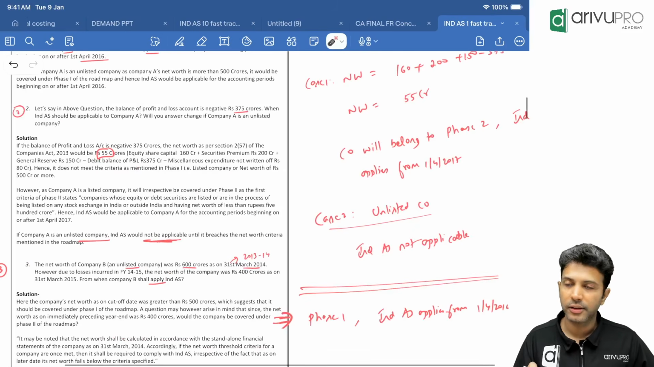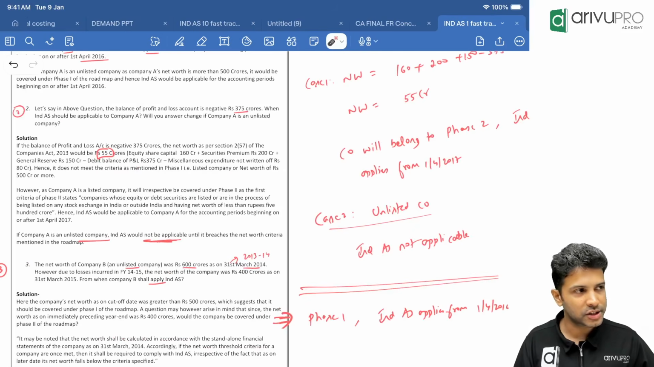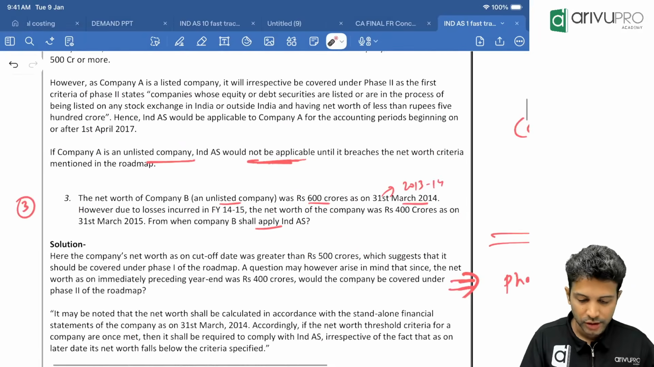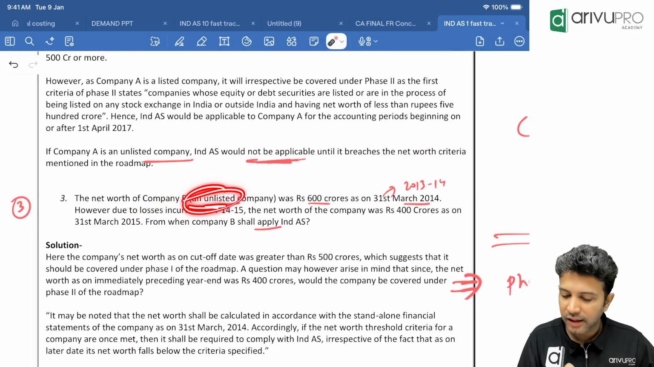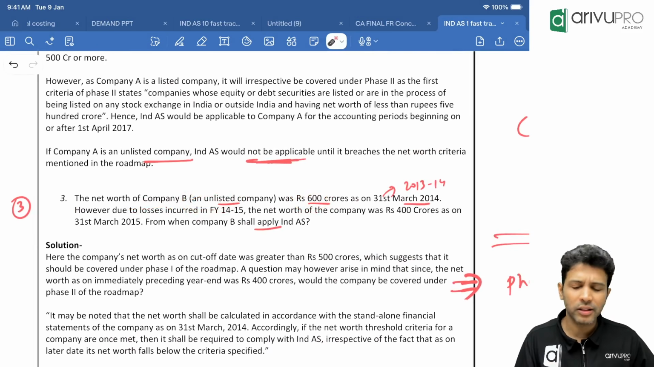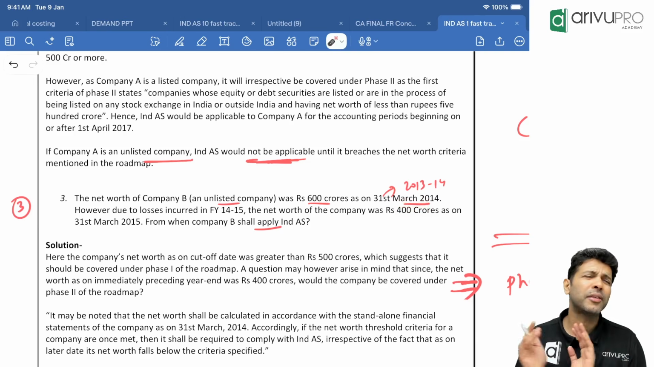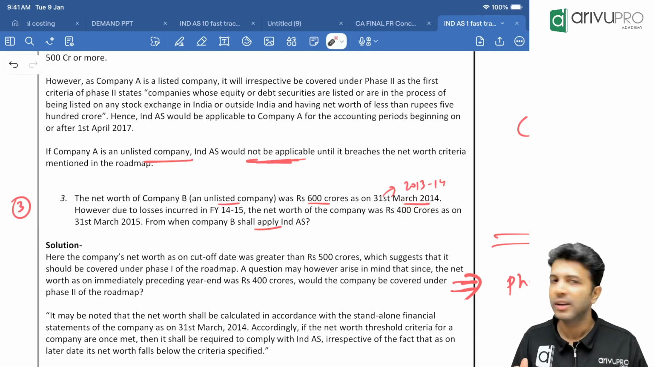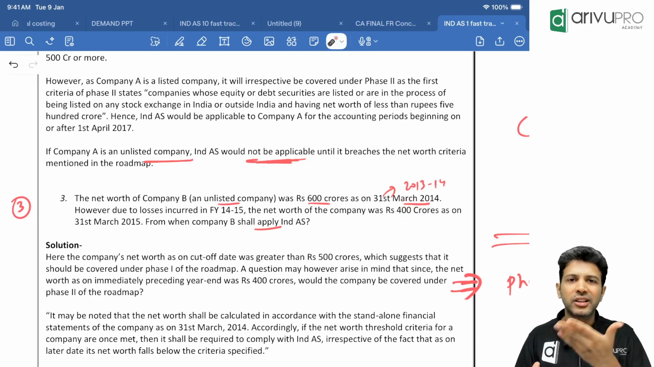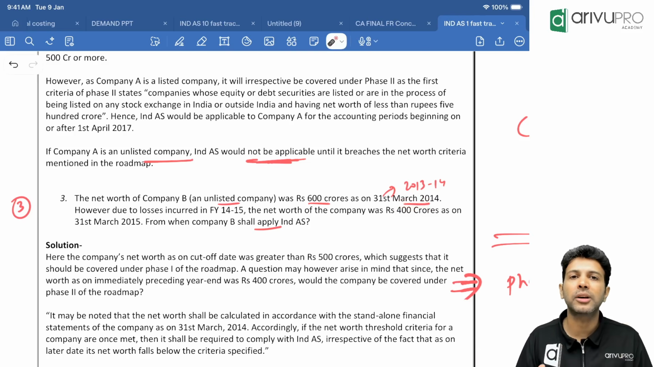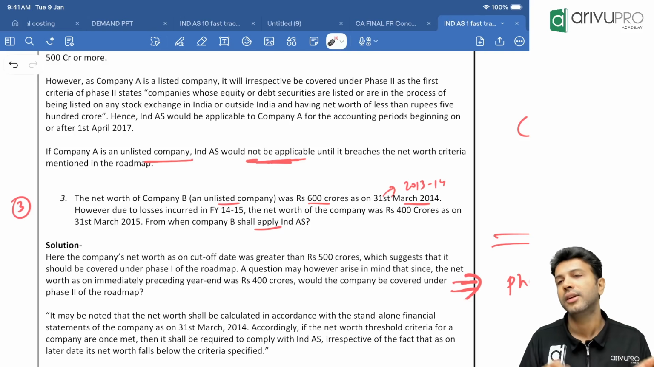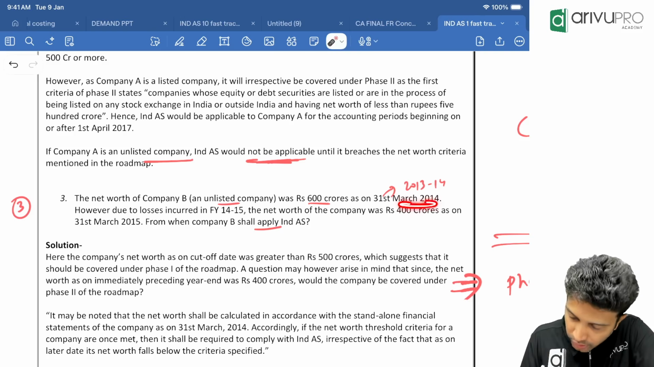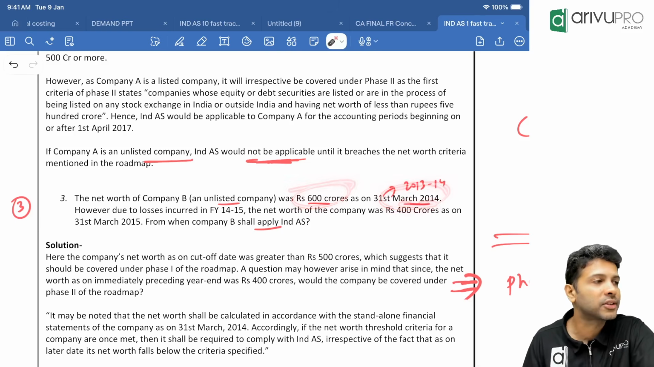Clear, sir? Can I move on to the next one? Okay, next question. Net worth of a company B, an unlisted company, is 600 crore on 31st March 2014. I don't even have to bother reading further. Whether you are listed or unlisted, on 31st March 2014, if your net worth is 500 crores or more, you come under which phase? Phase 1. Okay. So, all right.